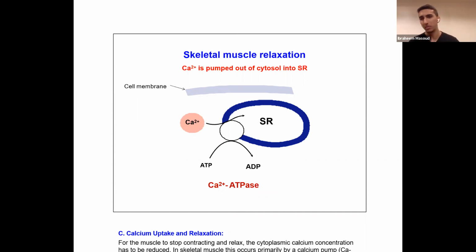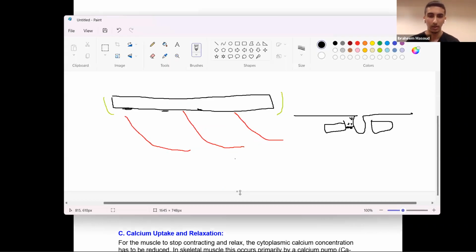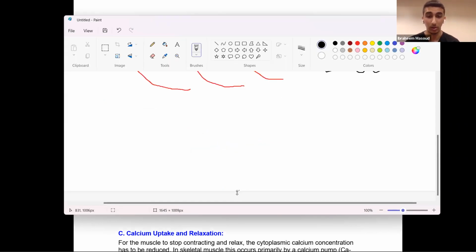ATPase just means that it highlights ATP. So it uses ATP to push calcium from a lower concentration gradient to a higher concentration gradient. Let me use some drawings here. Guys, you're gonna be bothered with my drawings, but I love drawings. The best way to explain is drawings.